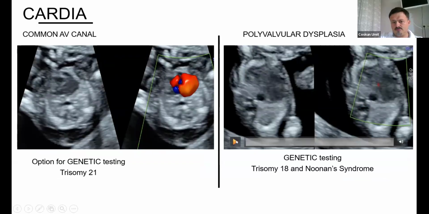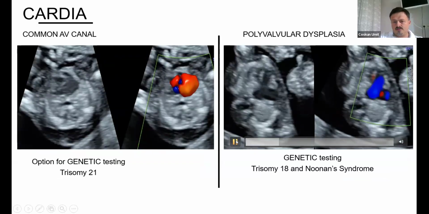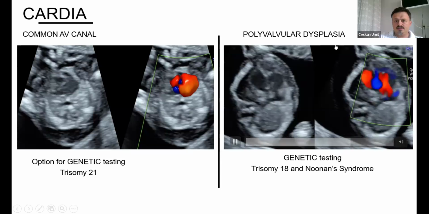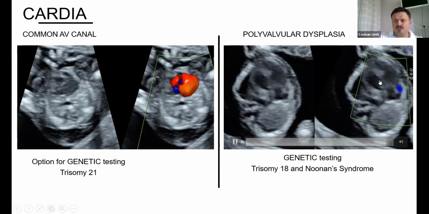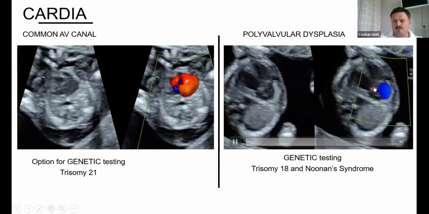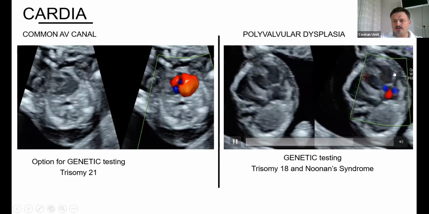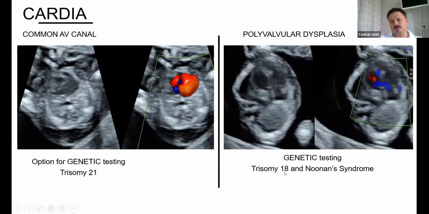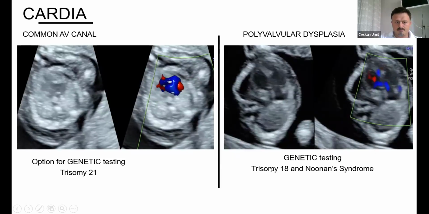And here is an example of a trisomy 18. This is a polyvalvular dysplasia. The colors are changing quickly because the valves of the heart are not working, so the blood is flowing, going and back very quickly. So this is a polyvalvular dysplasia.